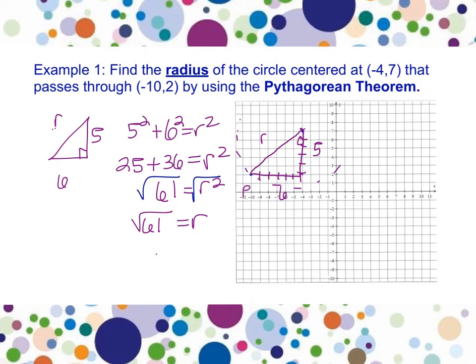And we could leave that as a square root, like we could leave that as a radical, or we could plug that into our calculator and approximate that as a decimal. I'm okay with us leaving it as a radical for this example.